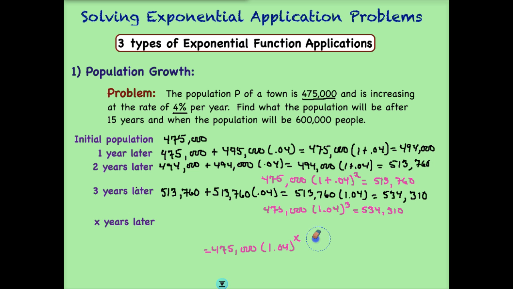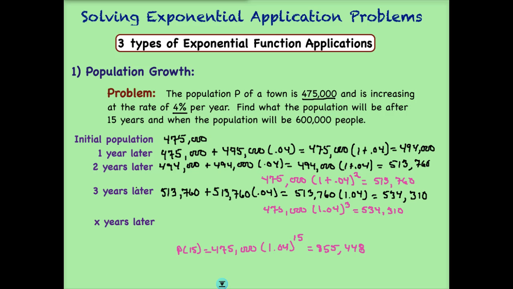Let's do our calculations. So if we substitute X with 15, because we want to know what the population is going to be after 15 years, we're finding the population at 15 years. We would plug 1.04 raised to the 15th power times 475, and we end up getting 855,448 people. And you can try the math to confirm.